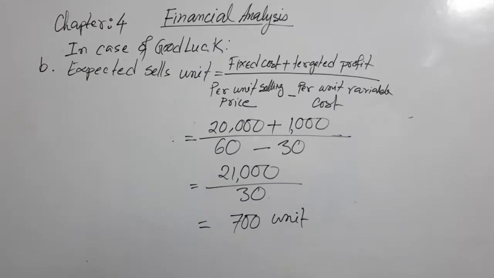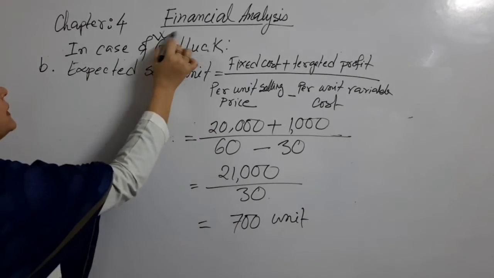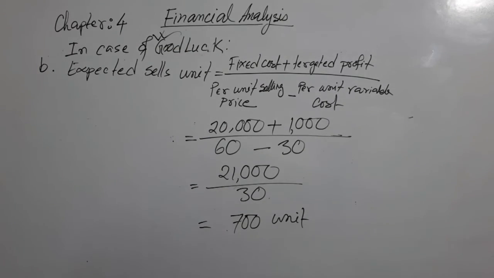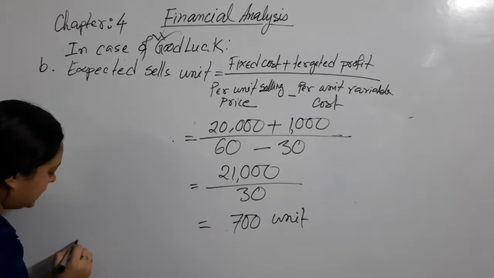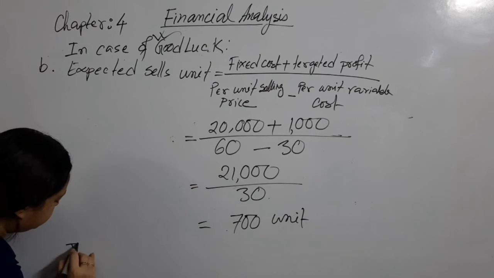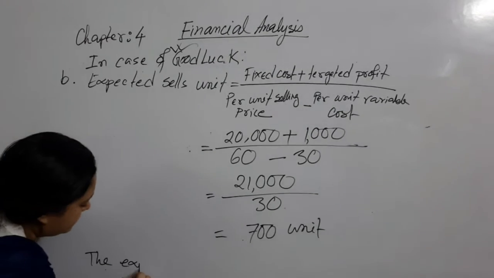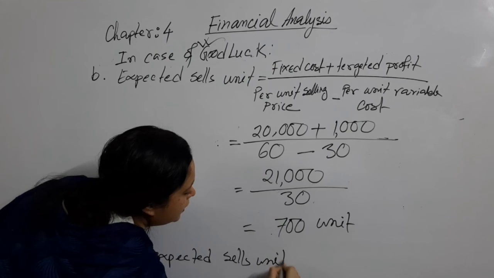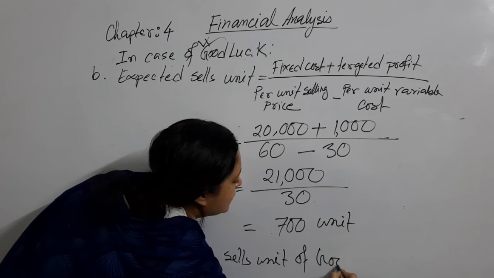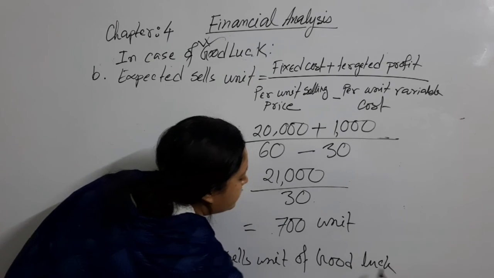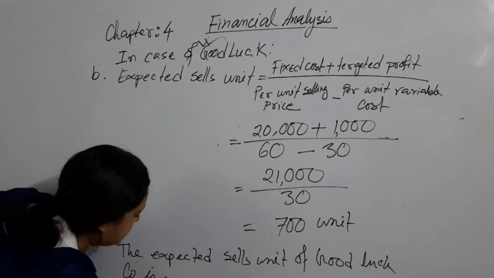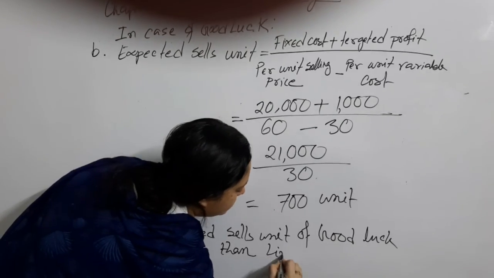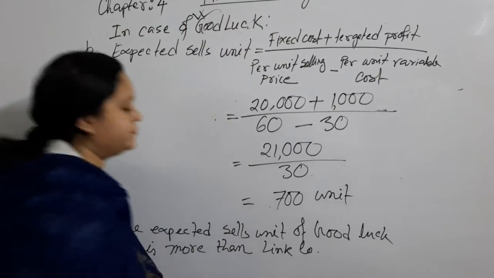So we can see that the Good Luck Company's expected unit is more than Link Company. So you can write here the comment: the expected unit of Good Luck Company is more than Link Company.